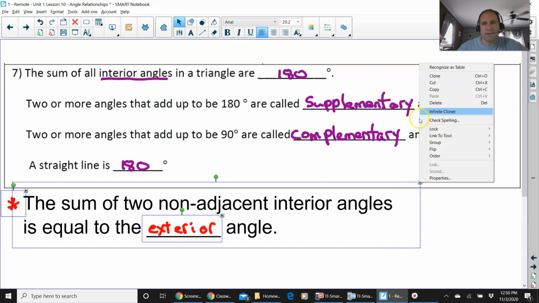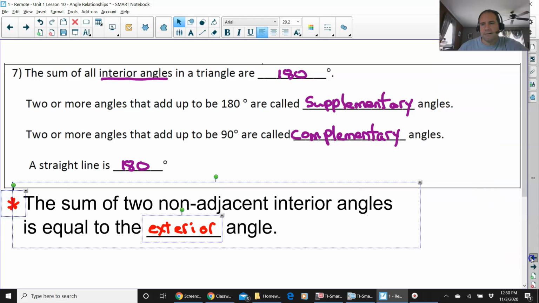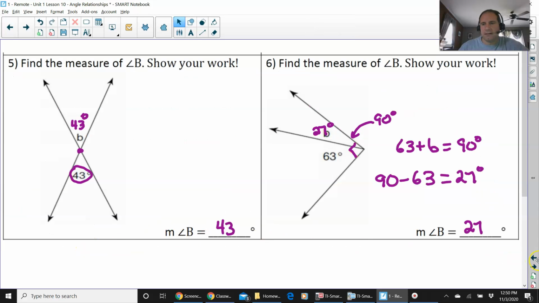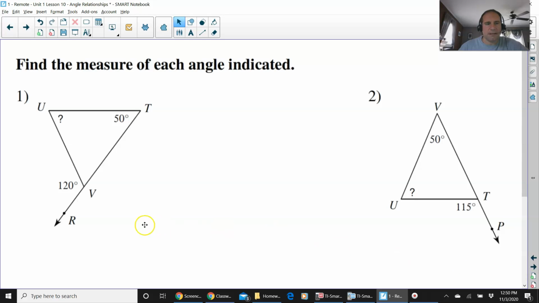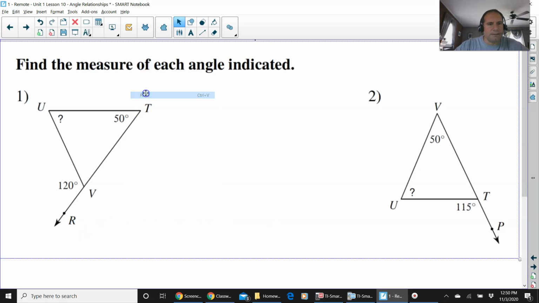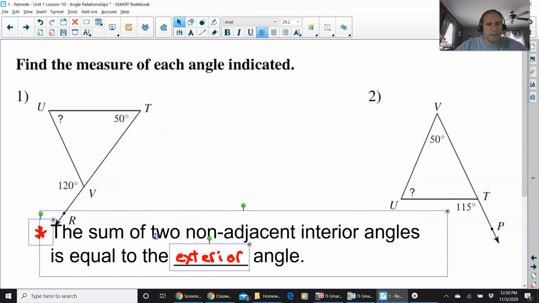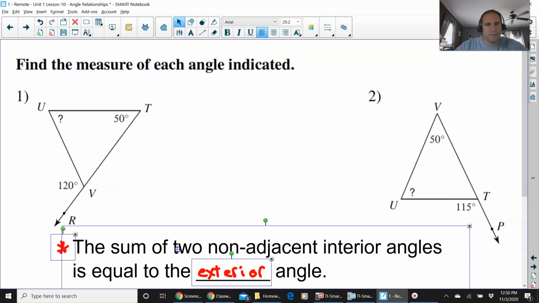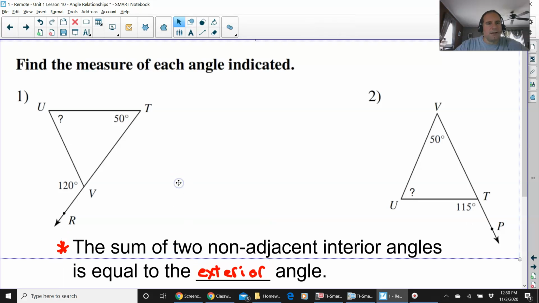I'm going to copy it, go back to this page, and paste it right down here. All right. The sum of the two non-adjacent interior angles is equal to the exterior angle.